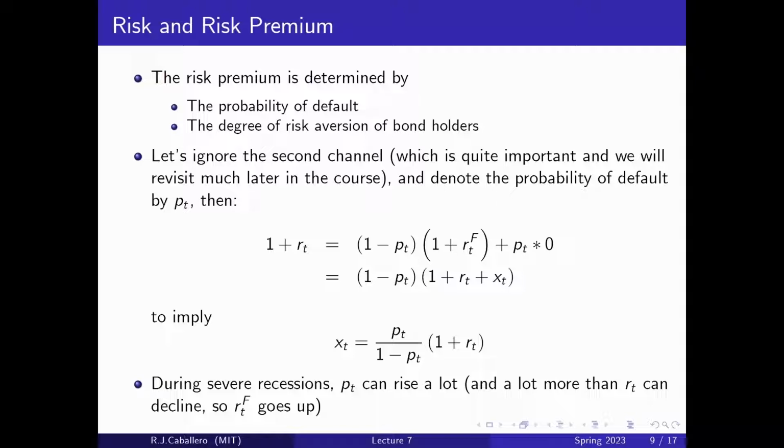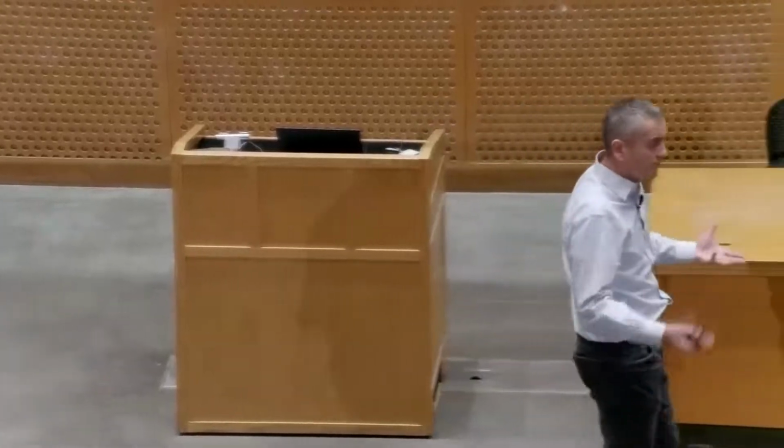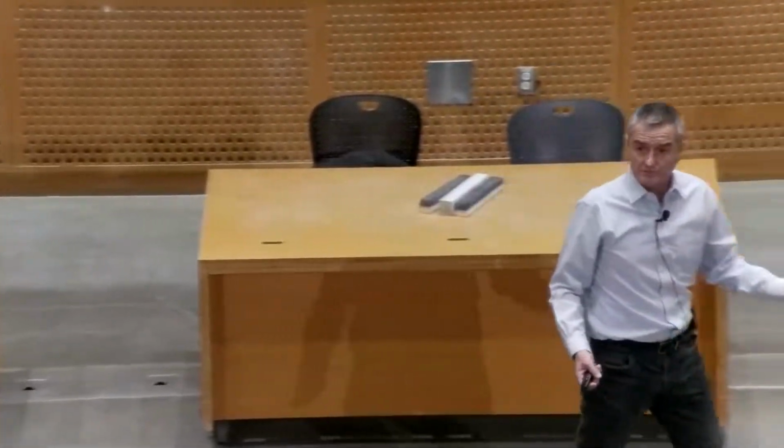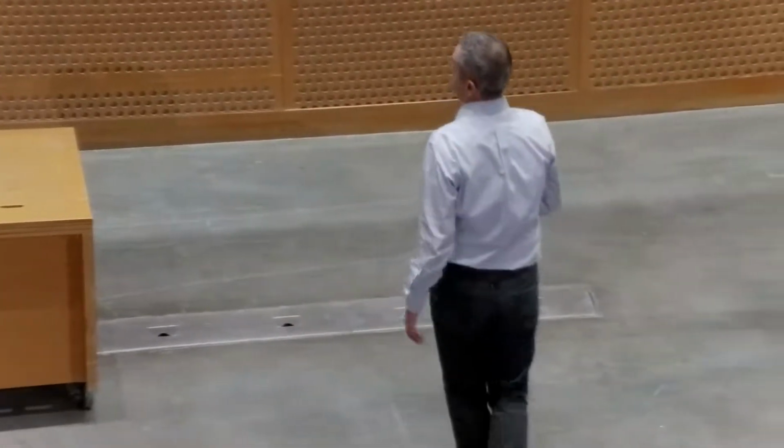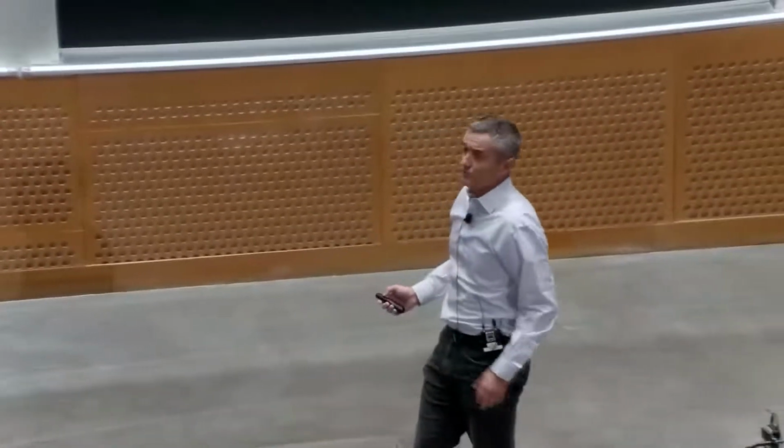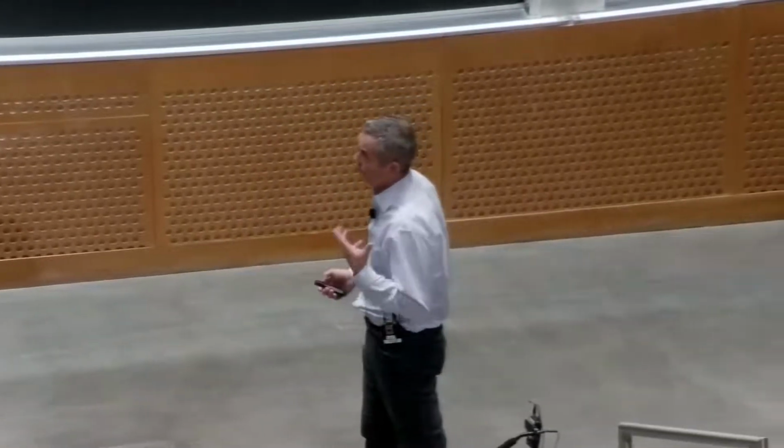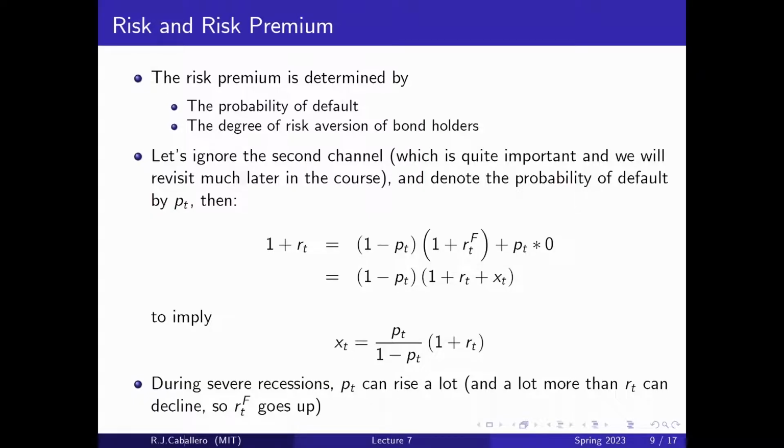And you can solve this out here, and you get that this risk premium, X_t, is an increasing function of P. Naturally, if I perceive bonds to be more likely to default, I'm going to require a higher compensation if the bond doesn't default. And that's what you have here. Now, during severe recessions, actual defaults go up. So the probability of default objectively goes up, and people get a lot more scared also that this will happen. And so P tends to go up a lot.